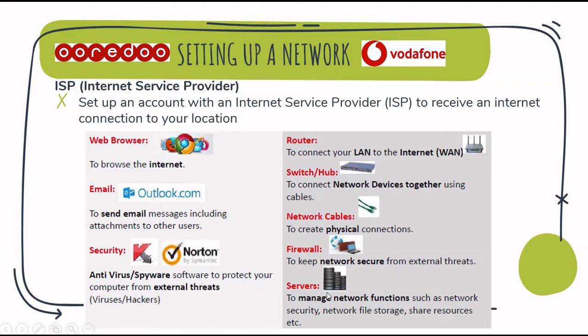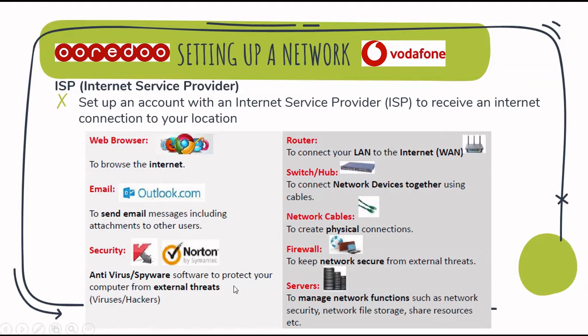You might need a server if you are running an office, which you can use to manage network functionalities such as network security, file storage, sharing resources like printers and so on. You will need to set up a web browser that will help you to browse the internet. You will also need an email to send email messages including attachments to others. And optionally, you can also set up some form of security including antivirus or anti-spyware software that will protect your computer from external threats.